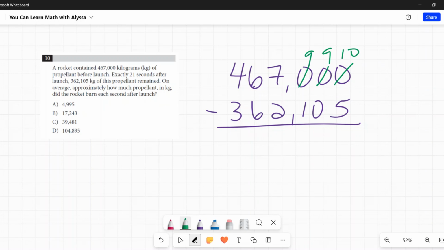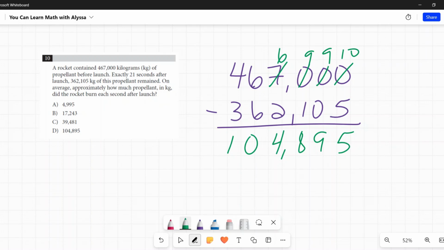We're going to go back and do all that lovely longhand subtraction from probably elementary school, which is probably when you learned that. So here we have, there we go. There's our amount. It used 104,895 kilograms between when it launched and then 21 seconds later.